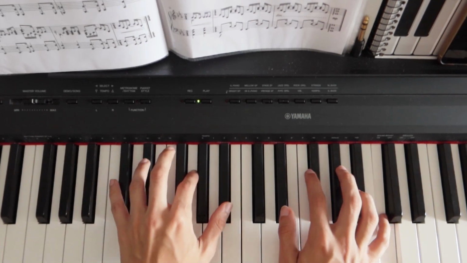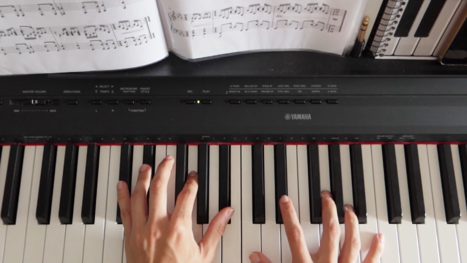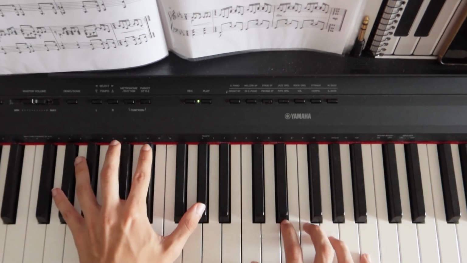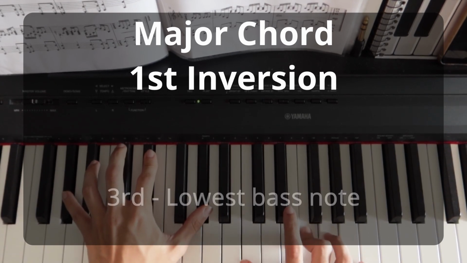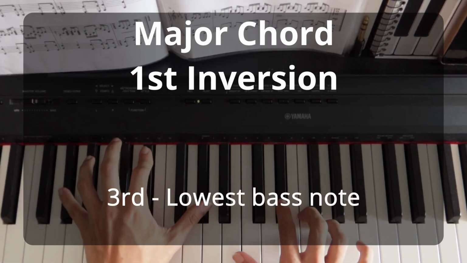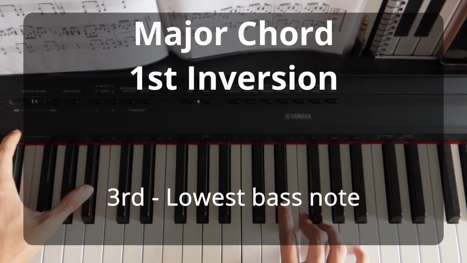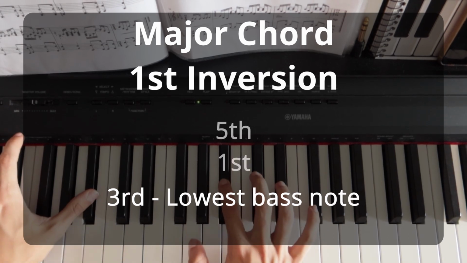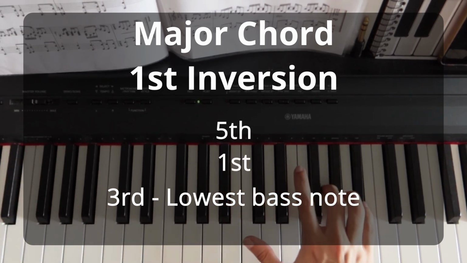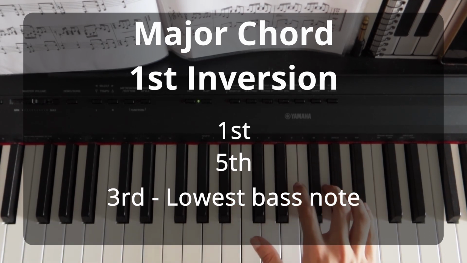When we rearrange our major chord notes, we are able to create 2 inversions by using the third and fifth notes as the lowest bass note. The major chord first inversion is when we place the third note as the lowest bass note in our chord. The order of the first and fifth notes above this are not important. So from lowest to highest pitch, it could be third, first, fifth, or third, fifth, first.